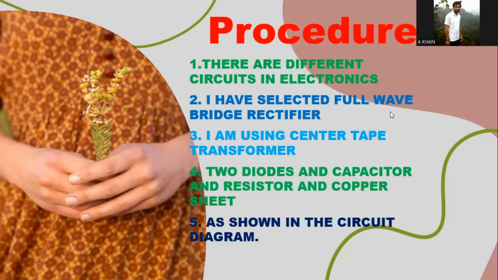There are two full wave rectifier circuits. One is called bridge rectifier, and the other is the one in which we use a simple center tap transformer, and another is a balance transformer. In this practical, I am using center tap transformer, diodes and capacitor and resistor and copper sheet as shown in the diagram. So this is the simple procedure.